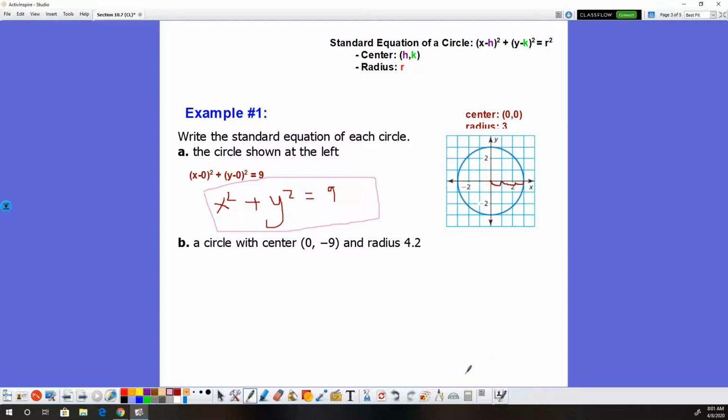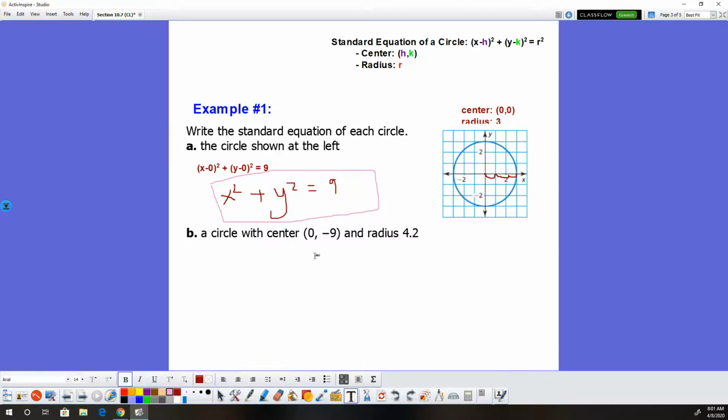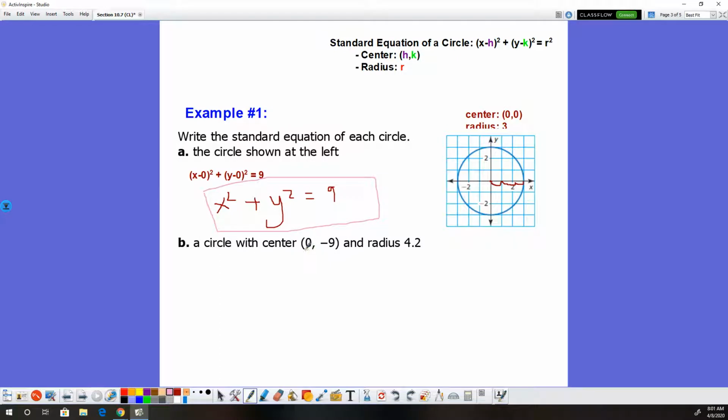All right, so let's do one here when we don't have a picture. So we want a circle with a center of (0, -9) and a radius of 4.2. So we're going to look up here, and we have our center at (0, -9). Well, we see our center is our h and our k. So we're going to make this our h and this our k. Our x value of our center is always our h, y value is always our k. And then clearly, this is our r.